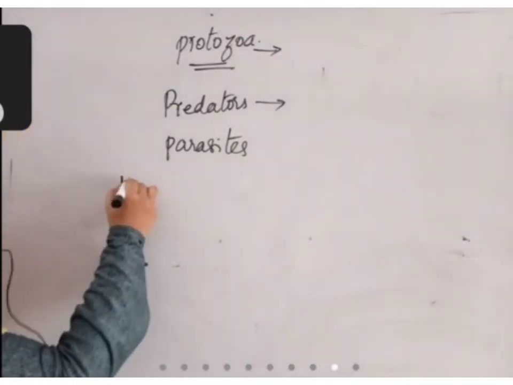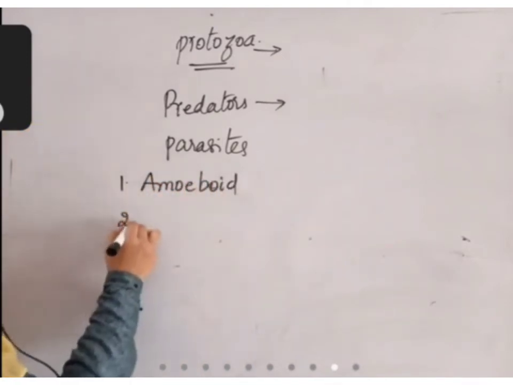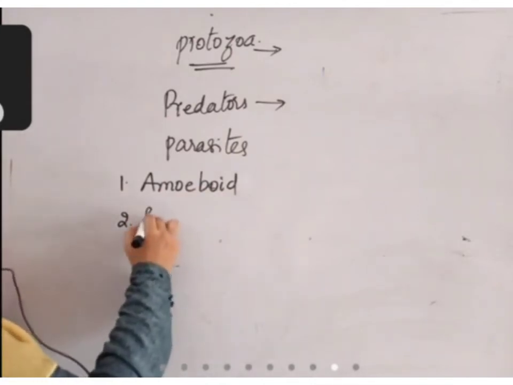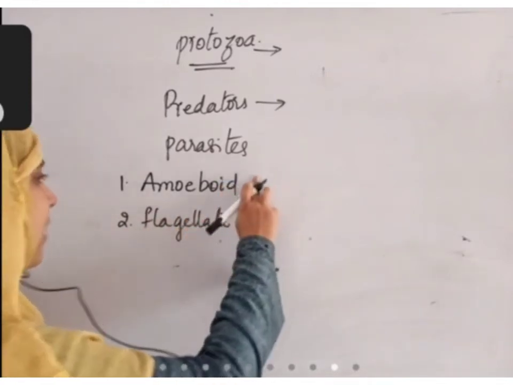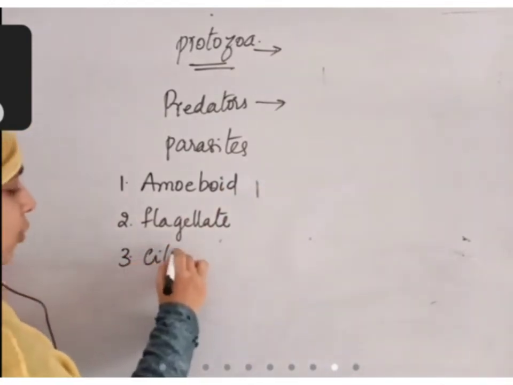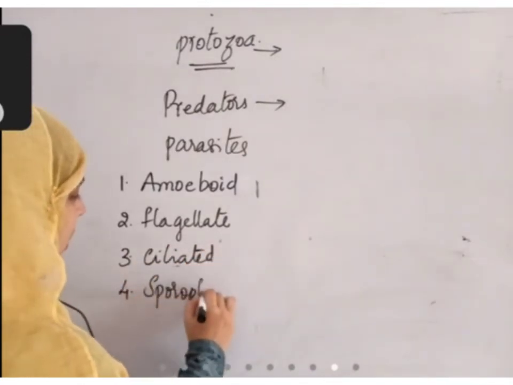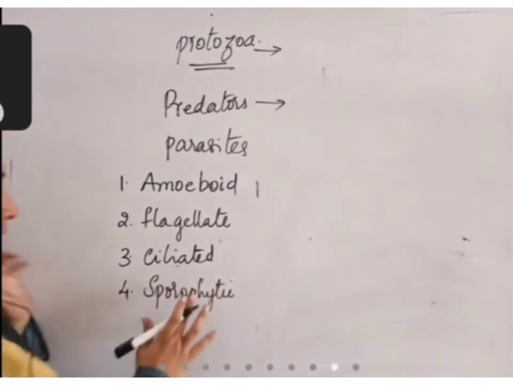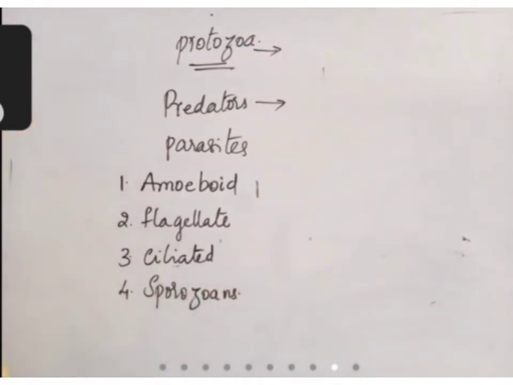Among this there are 4 types: amoeboid protozoans, flagellate protozoans, ciliated protozoans, and sporophytic protozoans, which are called sporozoans.